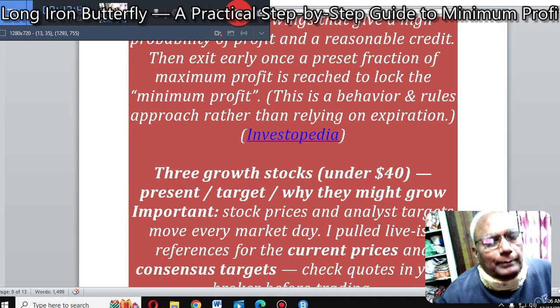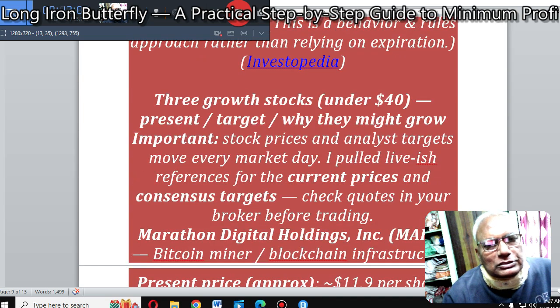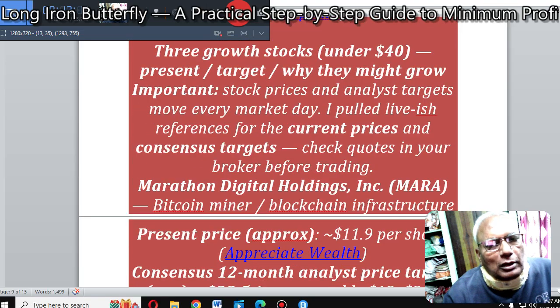Another: equity shares, 3 growth stocks under $40. Present price, target price, and why they might grow. Also, important: stock prices and analyst targets move every market day. I pulled live data for reference on current prices and consensus targets. Check quotes in your broker before trading.